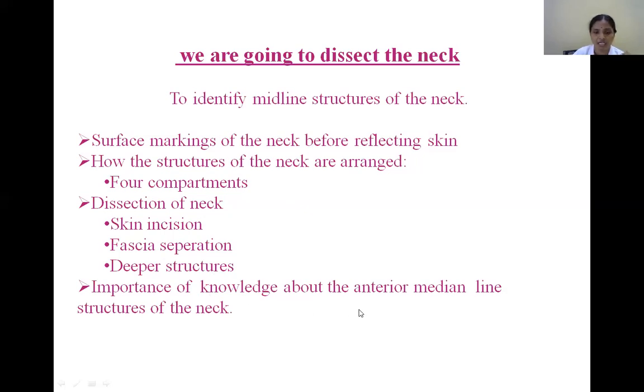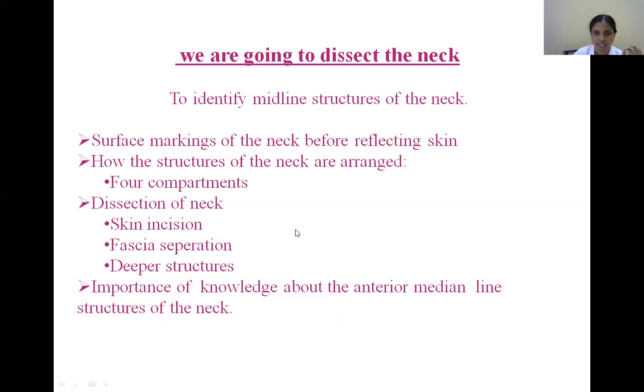Then, very important here, the anterior median structures. Actually, midline structures stands for anterior median line structures. Those structures present in the anterior median line have some importance, because we use a particular structure or area to rescue patients in emergencies like acute respiratory obstruction. We are using one landmark. What is that landmark? What is the importance of this knowledge about the anterior median line structures? Now we are going to know.